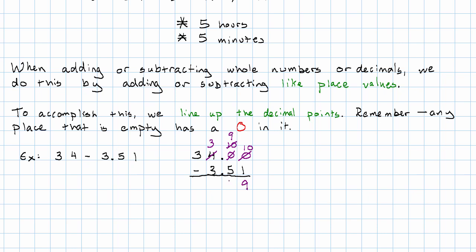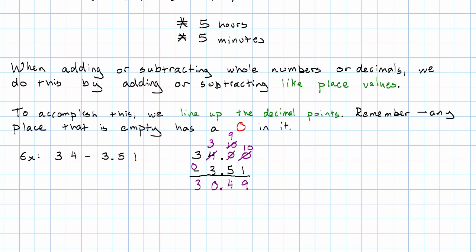9 minus 5 is 4. 3 minus 3 is 0. 3 minus another invisible 0, remember. 3 minus 0 is 3. And the decimal point in my answer is just in the same place.